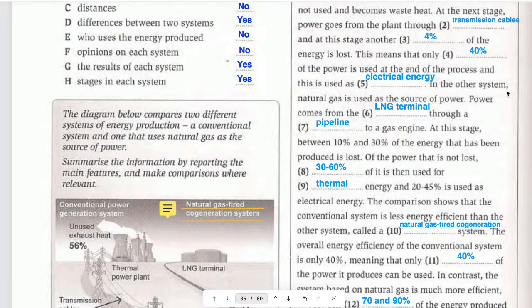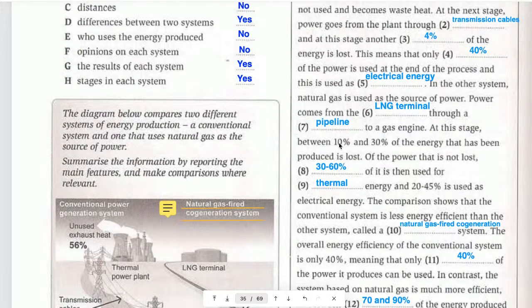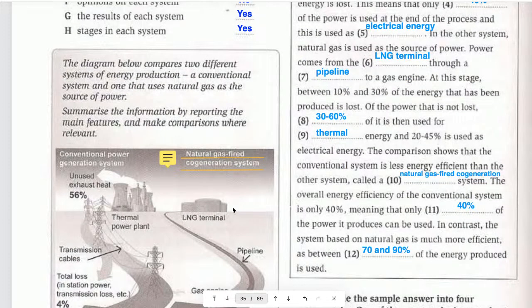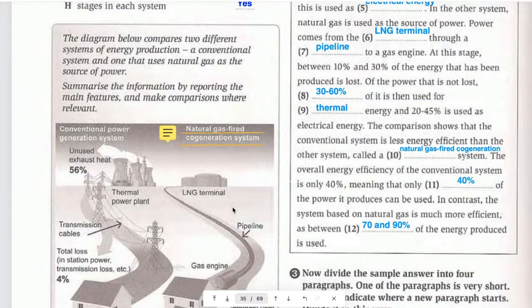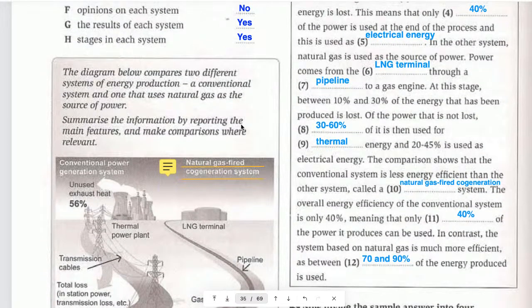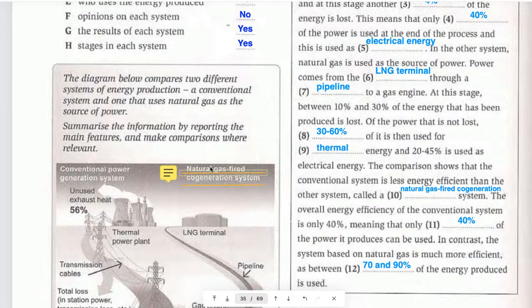Now, the first sentence, in the other system, natural gas is used as the source of power. Why do we know this? Because it talks about the system on the right. Yes, you can see they mentioned the name of the system. That is natural gas-fired cogeneration system. Okay. So that means that in this system, natural gas. You see they mentioned the name natural gas. Okay. So that's why natural gas is used as the source of power. That's also the name of the system here, natural gas-fired cogeneration system.